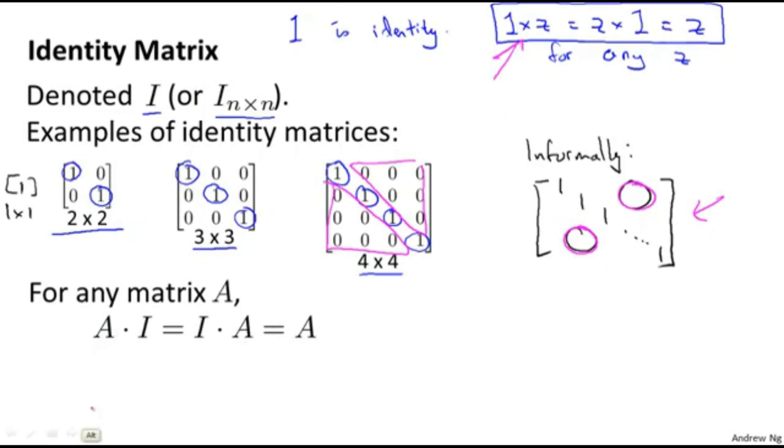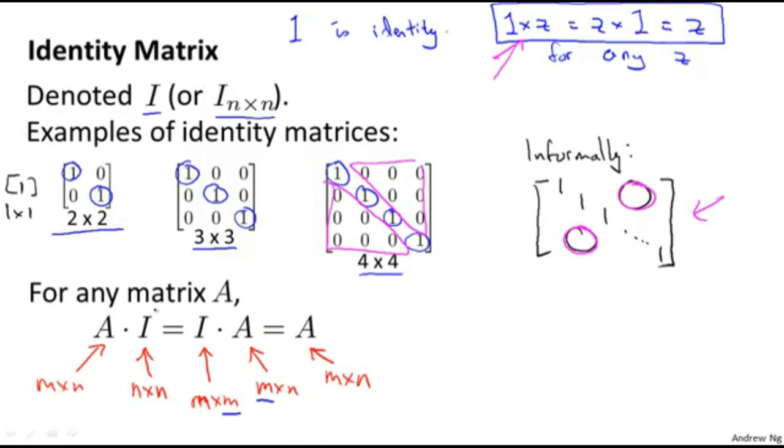Just to make sure we have the dimensions right: if A is an m by n matrix, then this identity matrix here is an n by n identity matrix. And if we multiply on the other side, for matrix multiplication to make sense, the identity has to be an m by m matrix, because this m has to match up with that m. In either case, the outcome is you get back the matrix A, which is m by n.